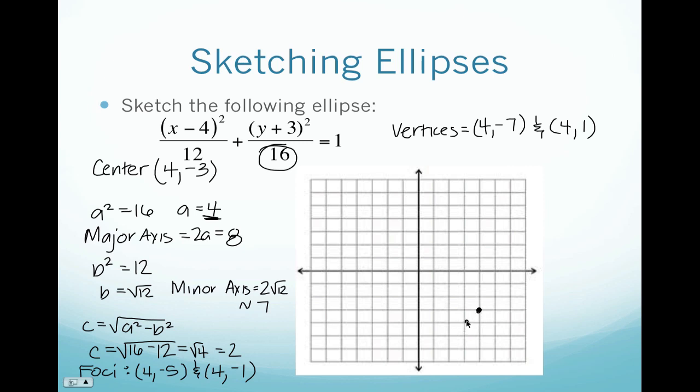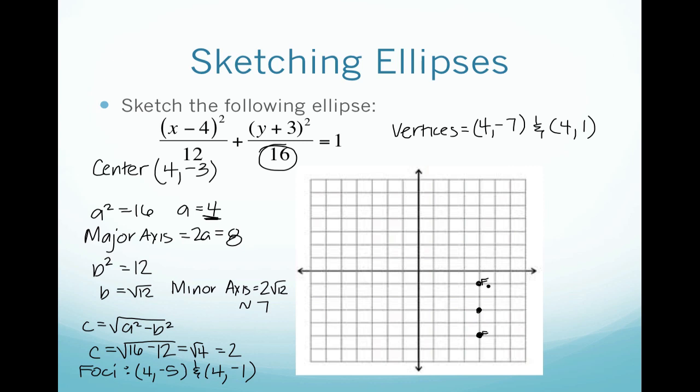We know that our foci are at (4, -5). So we're over 4, and we're going to go down 5: 1, 2, 3, 4, 5. So here's a focal point, and (4, -1). So here's another focal point. So these are our focal points, or our foci.